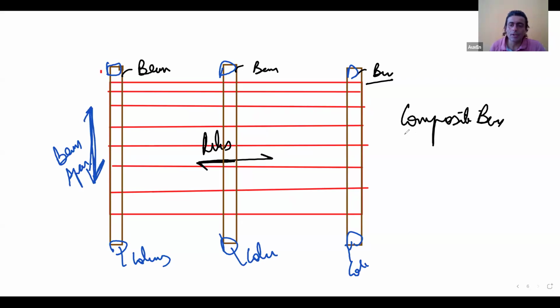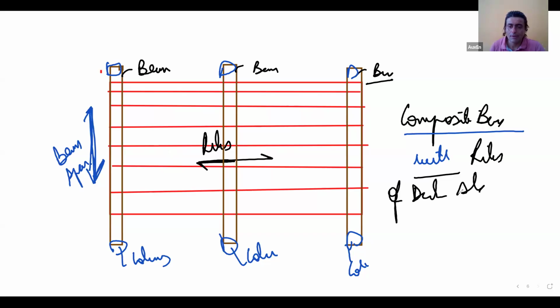So this type of beam becomes a composite beam with ribs that are perpendicular to beam span or ribs that are along the beam span. What do you have to say? In this composite beam that I have drawn, the ribs are perpendicular to beam span or parallel to beam span. So this is a composite beam with ribs of deck slab perpendicular to beam span. Anyone having any confusion, just tell me quickly. Okay.